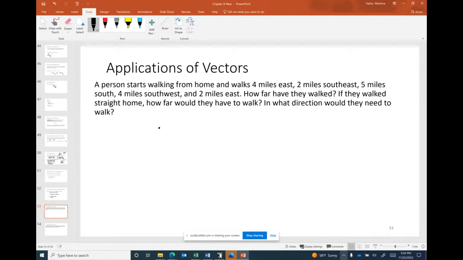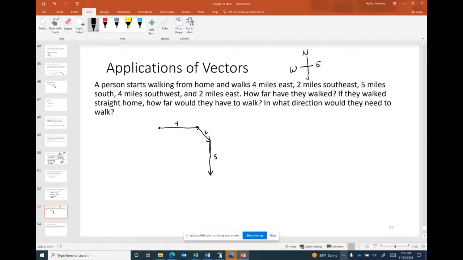So if they start walking from home, we'll say that's right there. They're going to walk 4 miles east to begin with. Directly east, so that's a vector of length 4 in the direction east. Again, we're using north, east, south, and west as our directions. So that's the first part. Then they go 2 miles southeast, at a 45-degree angle here, they're going to go 2 more miles. Then 5 miles south. Directly south would be down, and that's 5.